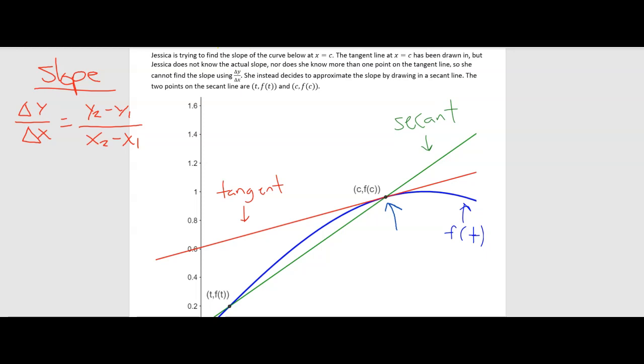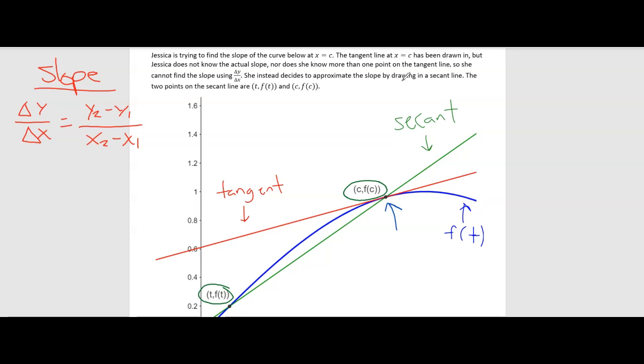Instead of trying to find the slope of the red line, she instead draws in a secant line. So a secant line touches the function in 2 spots or intersects the function in 2 points. And these are the 2 points at which this secant line intersects the function. Now, if she wants to use the green secant line to approximate the slope of the red tangent line, think about what she may need to do, right? Because right now they don't look like their slopes are very close, right?